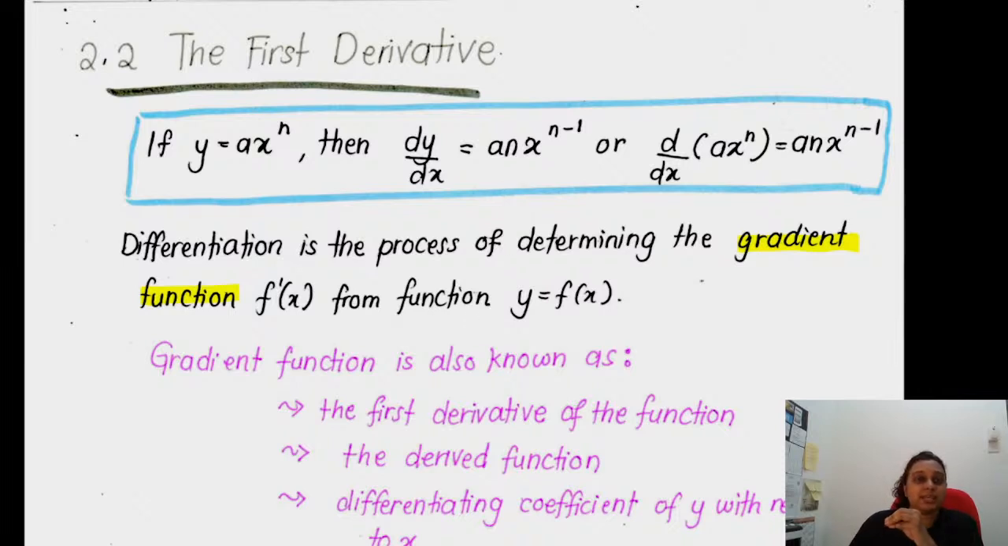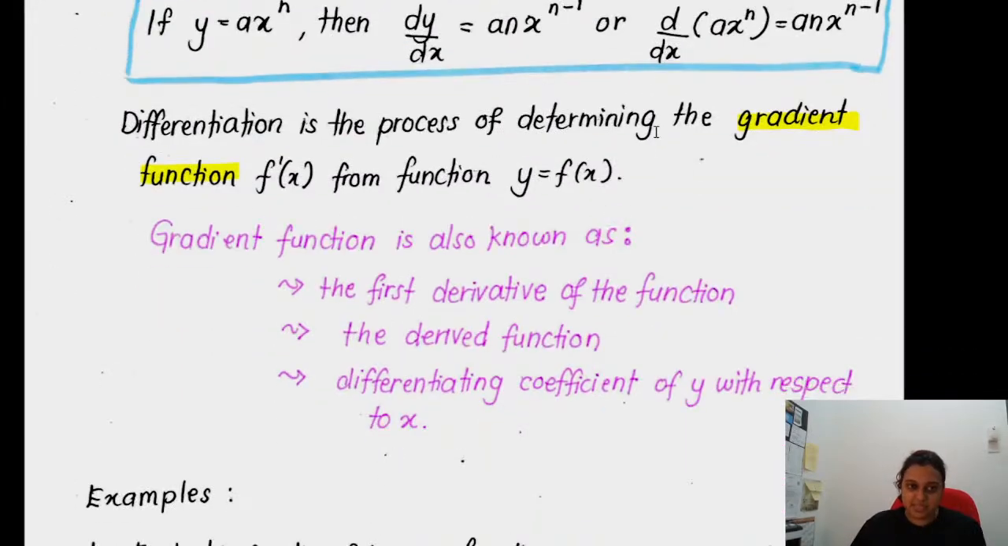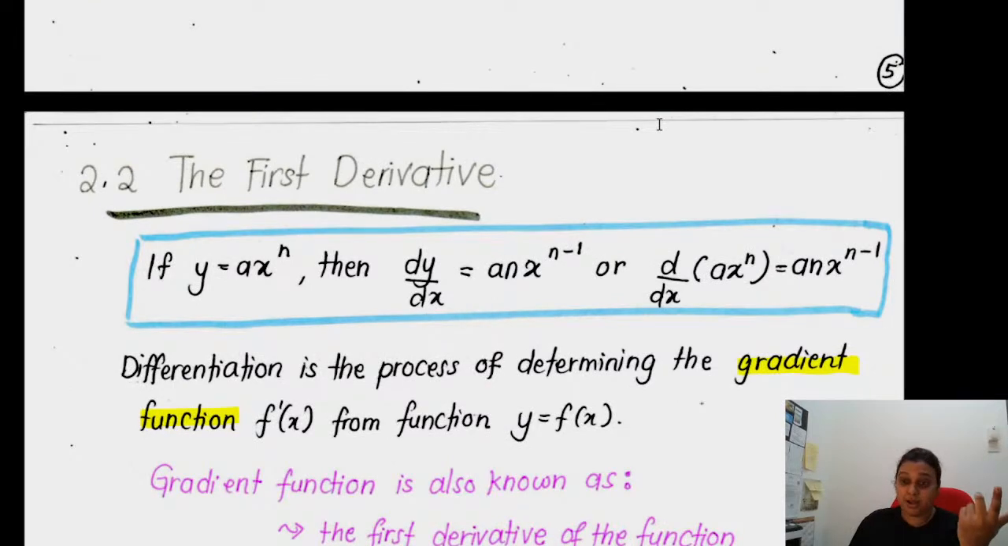When you find the gradient, it means that you substitute a value. But if you still find your answers in terms of x, that means you call it the gradient function. Now what we are going to do for this part, the first derivative, is the same thing like what we did just now.